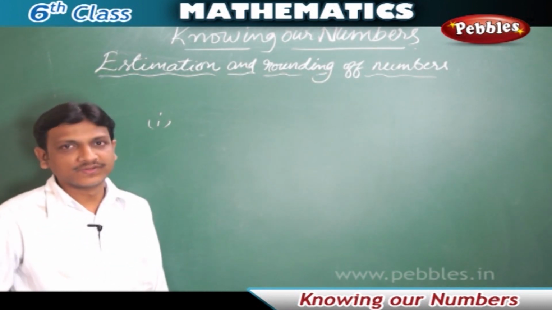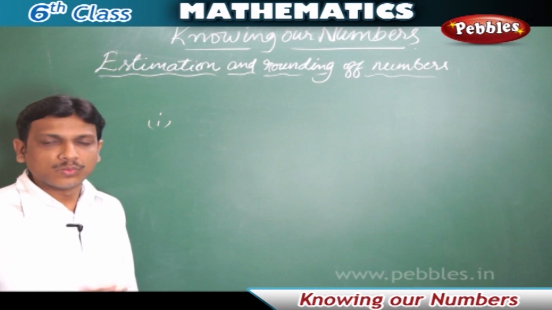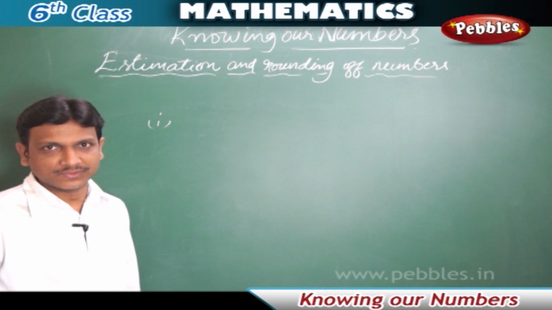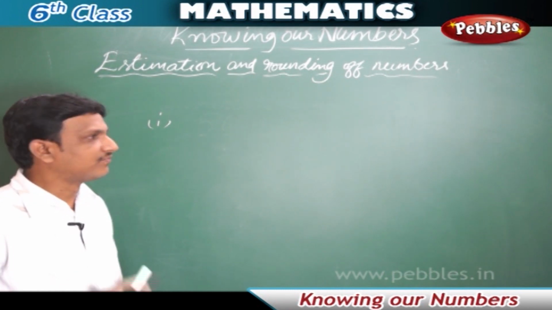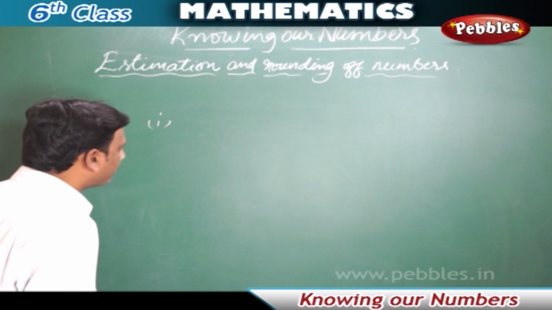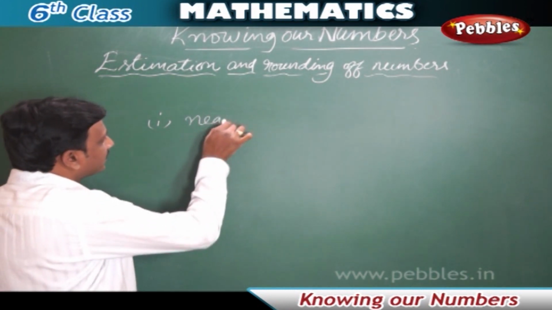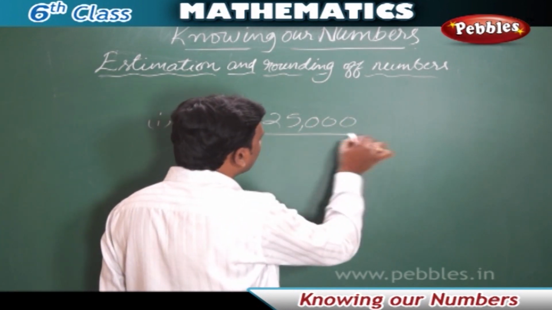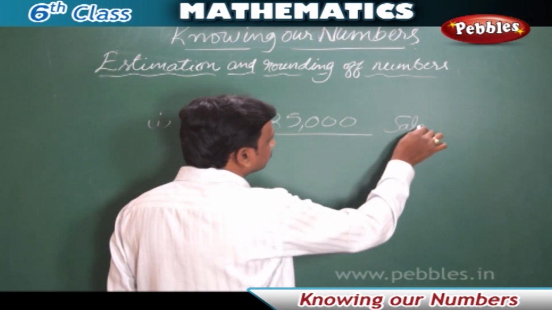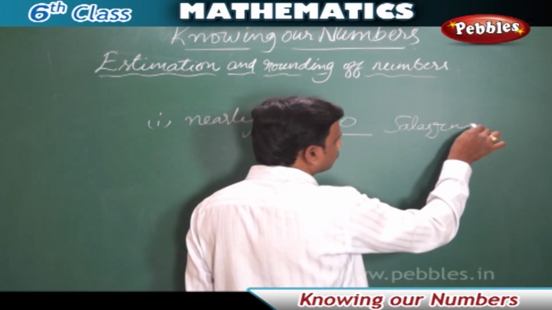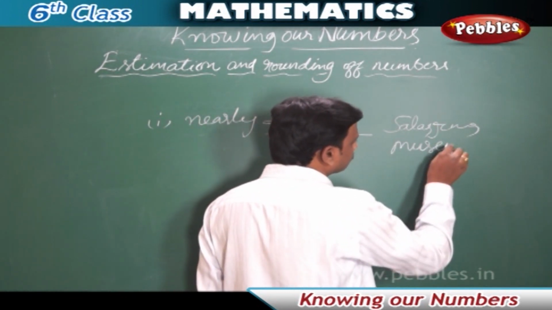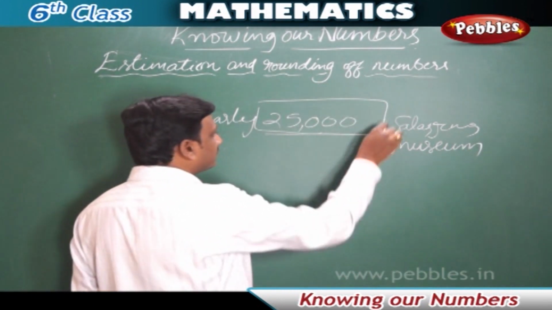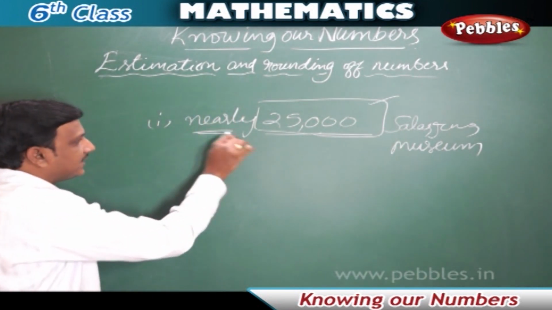Estimation and rounding of numbers. In our daily life, we come across many situations where we round off the numbers for convenience. Say for example, in the month of November, nearly 25,000 people visited Salarjung Museum. So here this 25,000, we are telling it nearly.